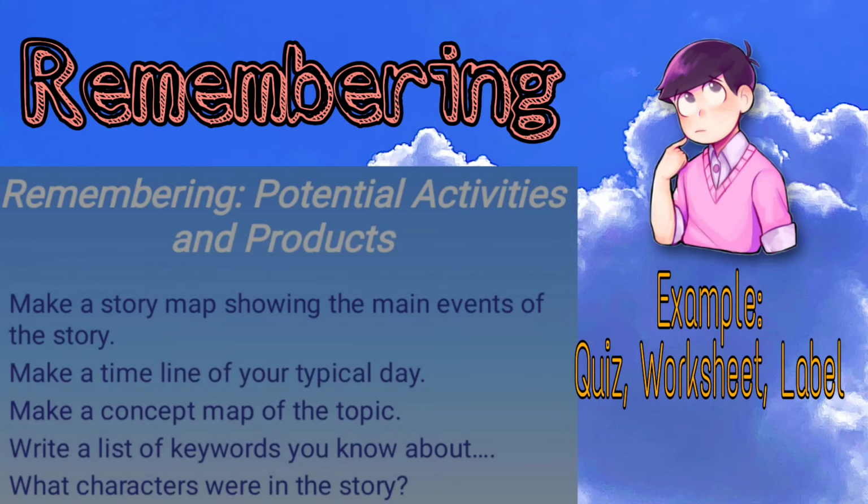In the taxonomy, the lower order, that is remembering, means the learner is able to recall, restate, and remember learned information. Here some examples are quiz, worksheet, and label. Some of the potential activities the teachers can give the students are: make a story map showing the main events of the story, make a timeline of a typical day of yours, make a concept map of the topic, etc. So, here the teacher makes the students to recognize, find, or identify something.